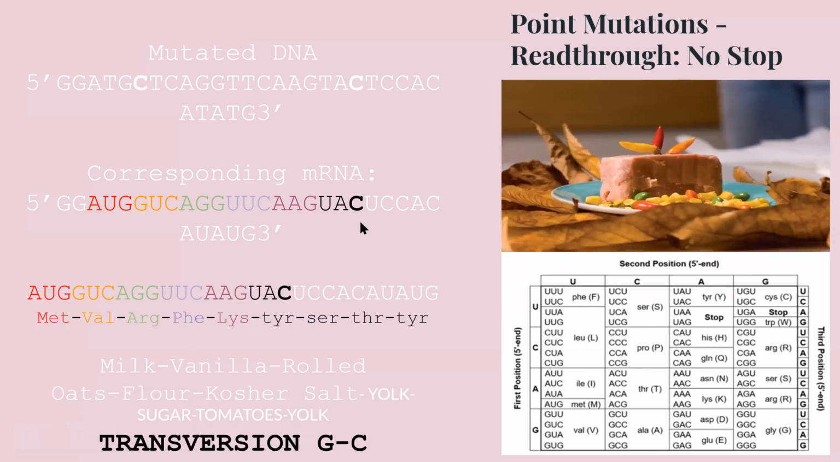And then read-through. Here we are making ultimately too many things because we no longer have a stop codon. Let's say we had a transversion from G to C in this codon right here. We lose our stop codon and we're just going to keep adding things, making something that is not necessarily desired.